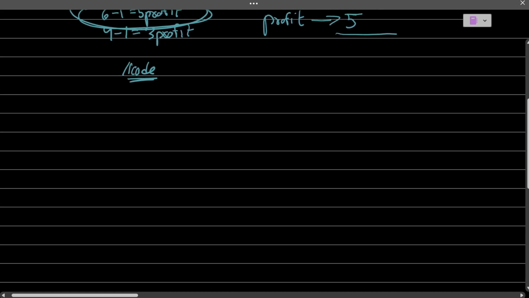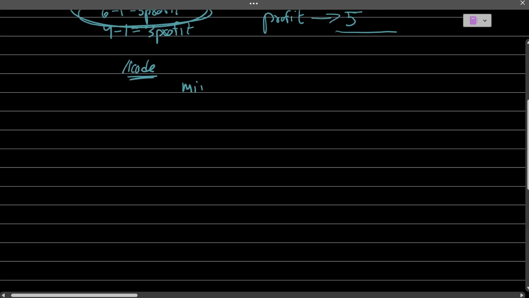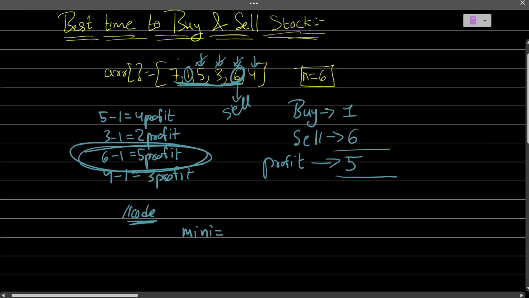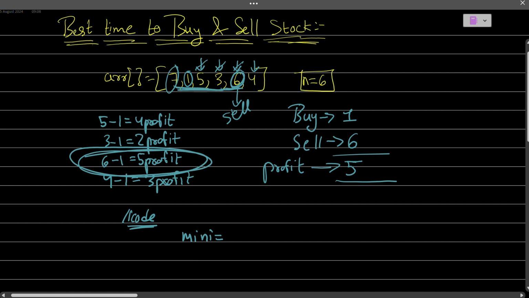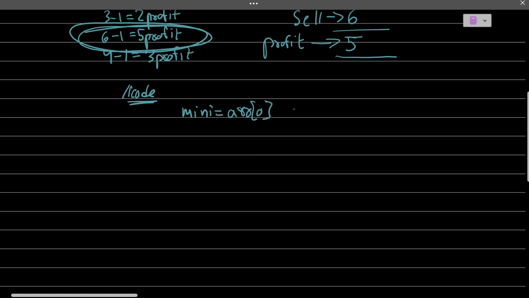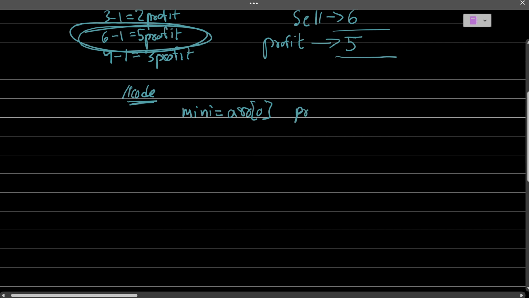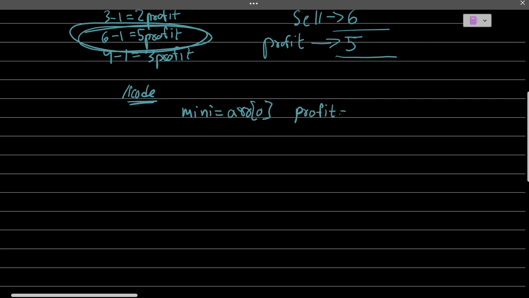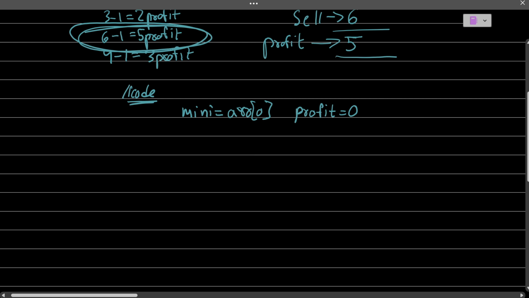How are we going to code this? I say this minimum is going to be my first element, and I say profit is initially 0 because it can't be negative. Profit can't be negative, right?